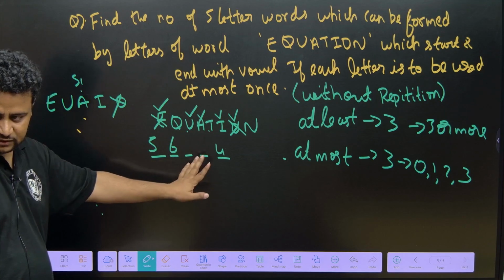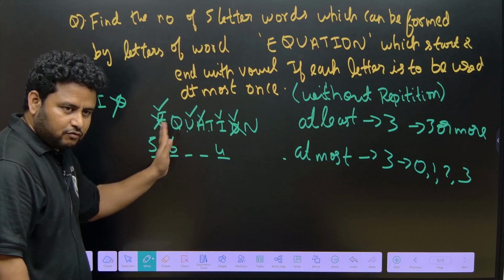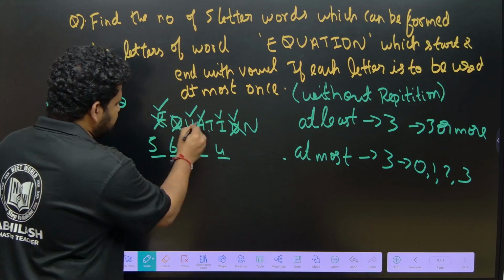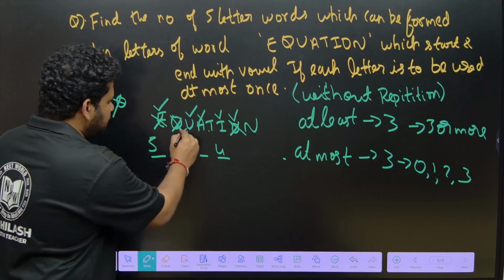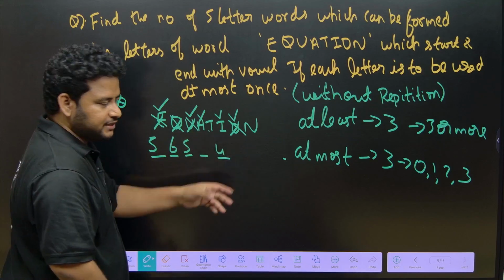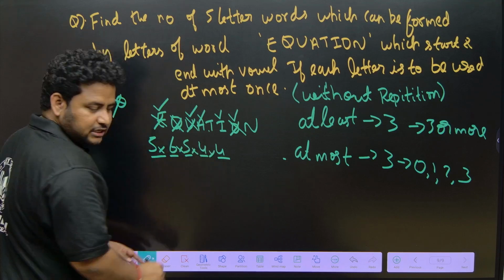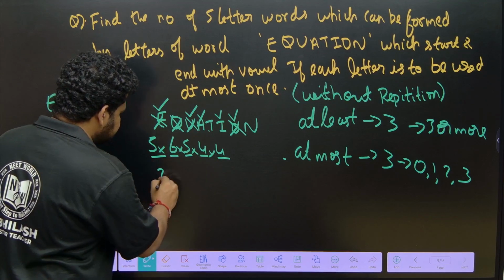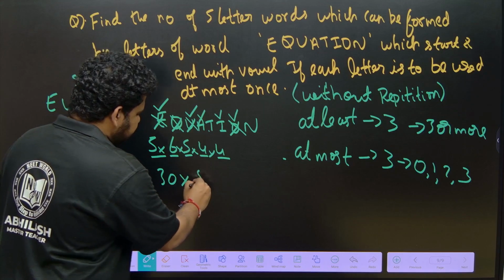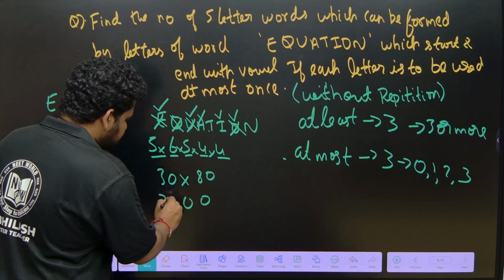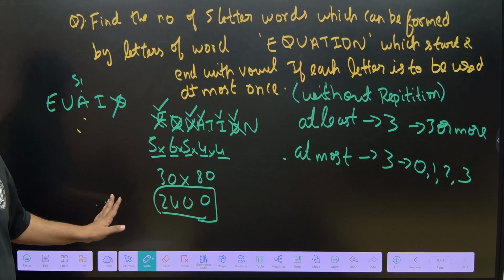This will become a 5 letter word. Correct? So this will be 6. Out of 6, anyone can come. Now 1 letter is fixed. Suppose I say Q is fixed. Now how many are there? 5. Out of 5, anyone can come. Suppose this is fixed. Now out of 4, anyone can come. So this will be 4. So what we will get? 5 into 6 is 30. Okay, 30 into 5 into 4 is 20. Okay, 20 into 4 is 80. So this will become 2400. Understood? Any doubt here?